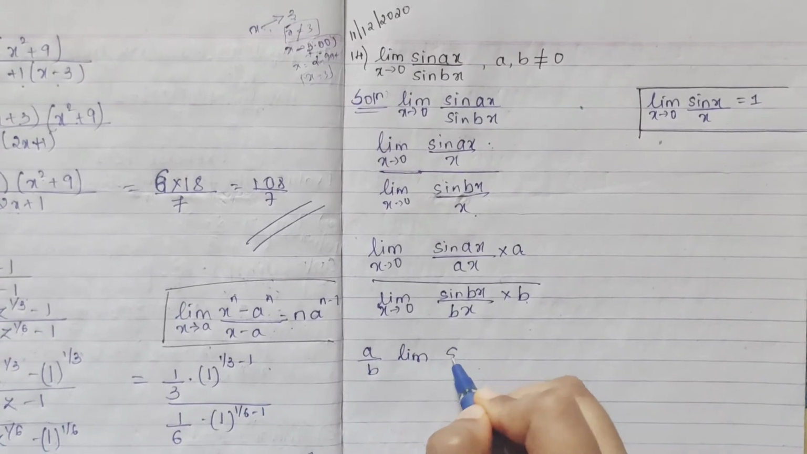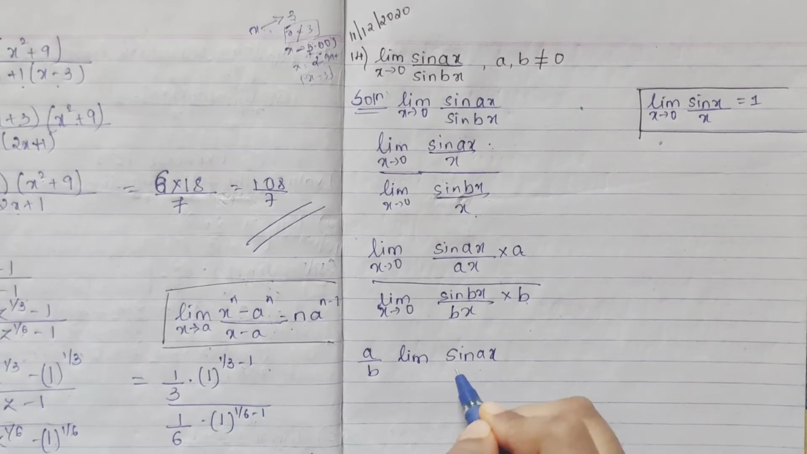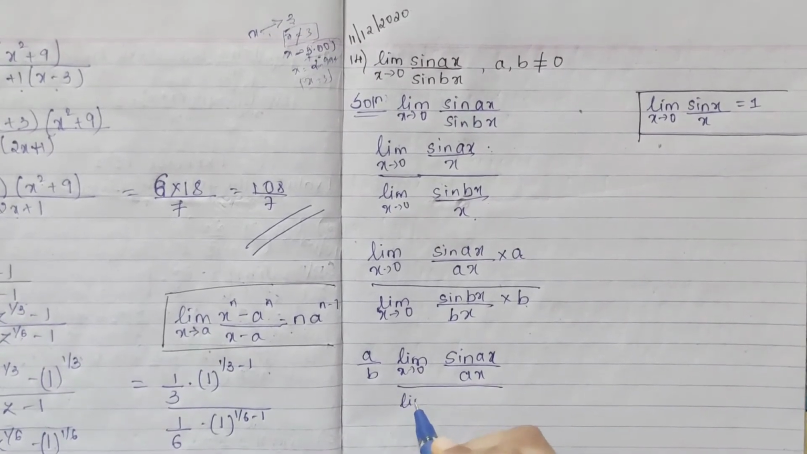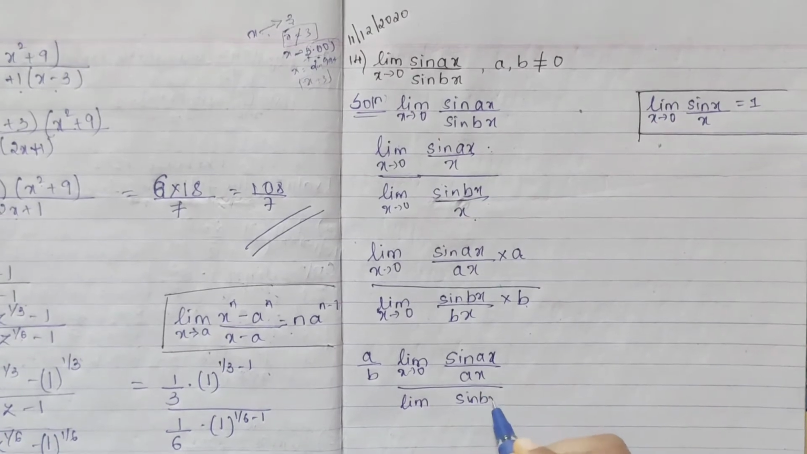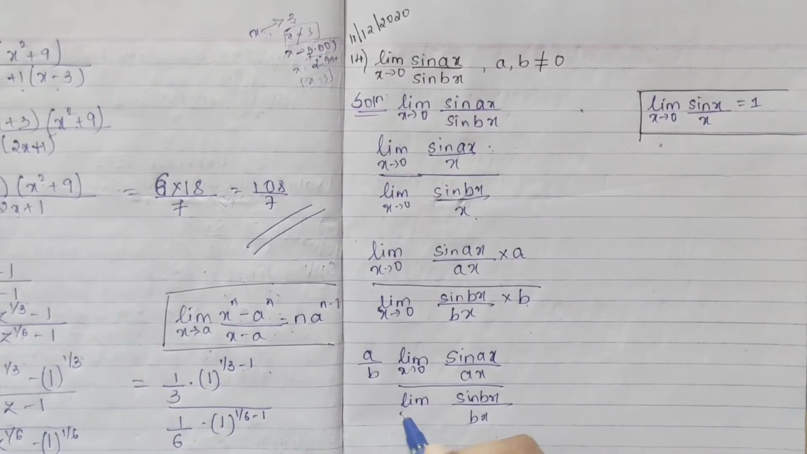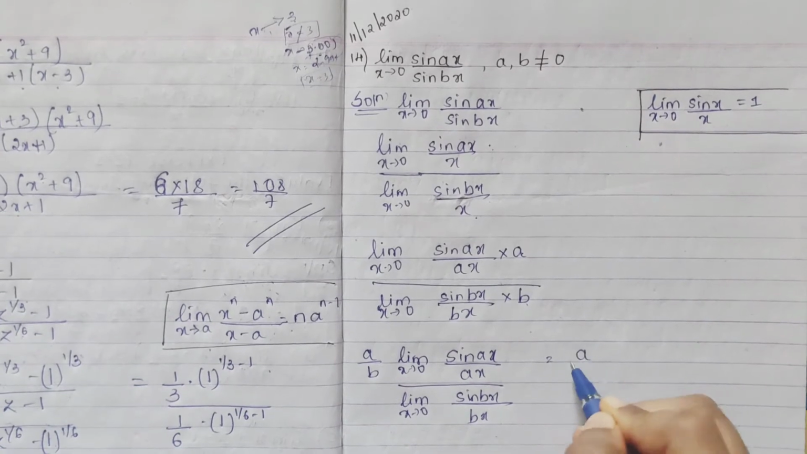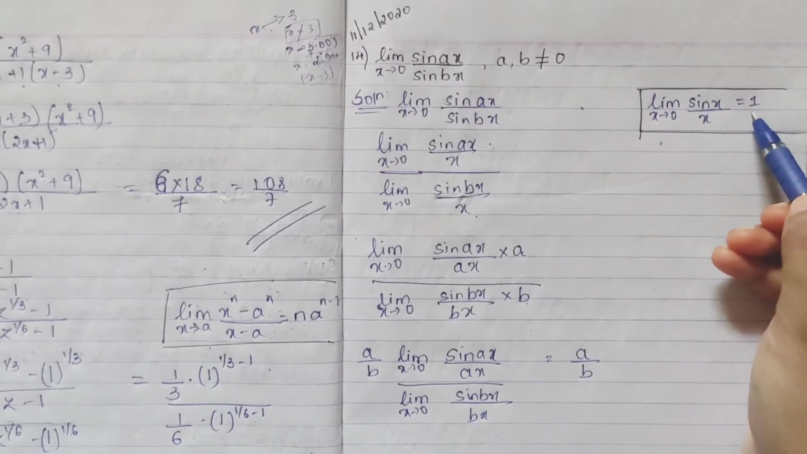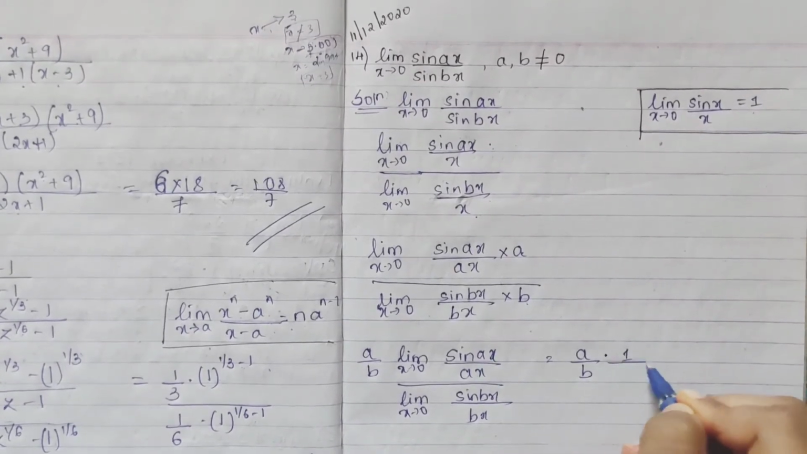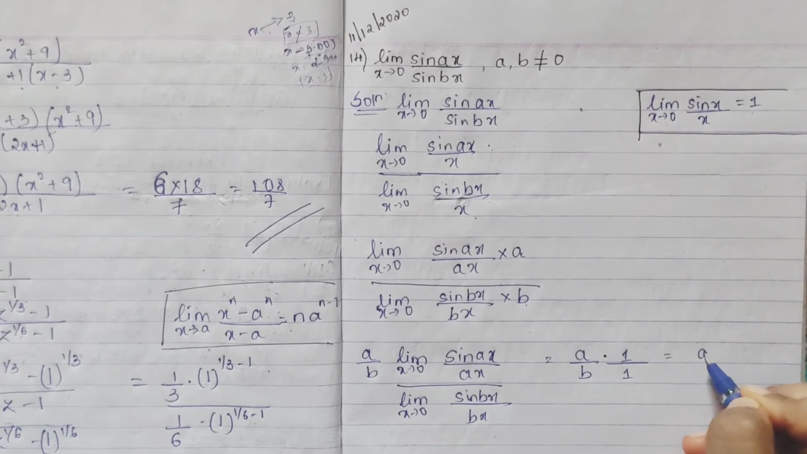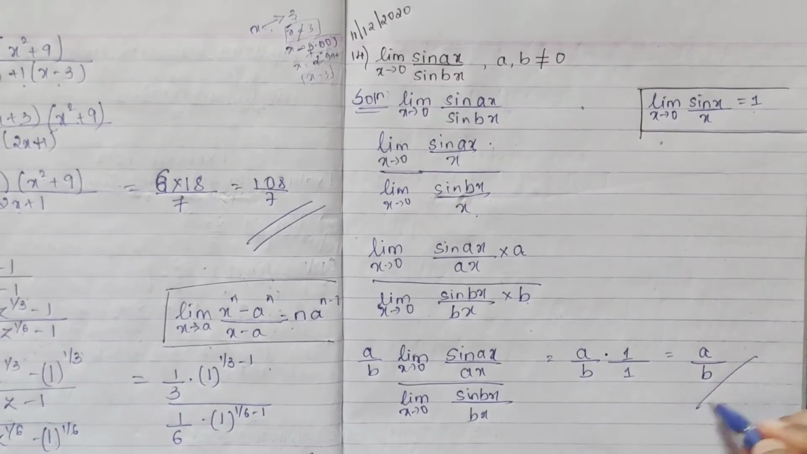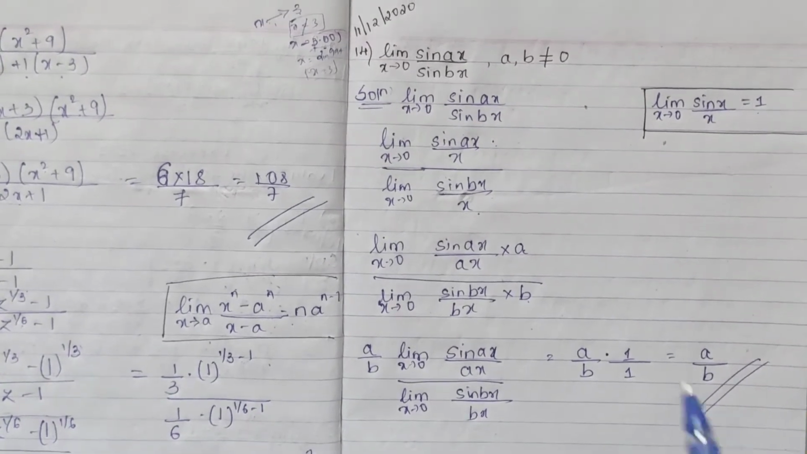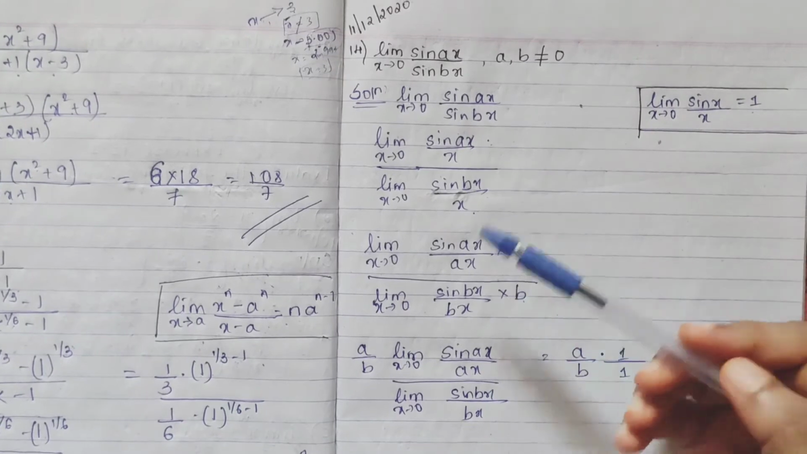So you will have limit sin ax divided by ax as x tends to 0, divided by limit sin bx divided by bx as x tends to 0. So here a by b remains as it is. Limit sin ax divided by ax is nothing but 1, divided by, again this is 1. So your answer is a by b, right? I hope I am clear. It is very easy. Just remember your theorem and how you have to use it.